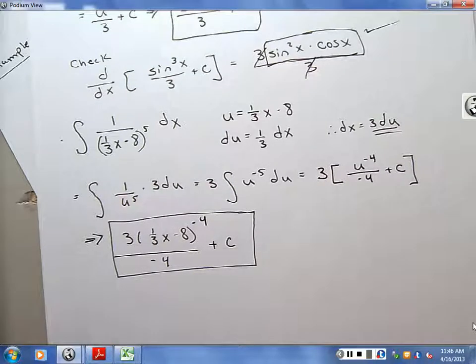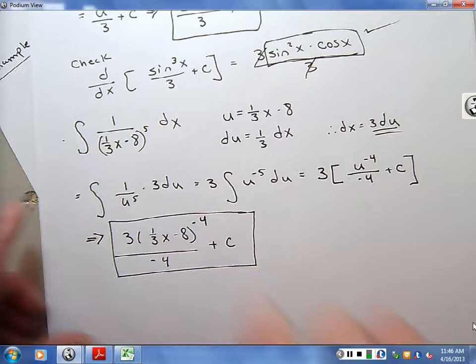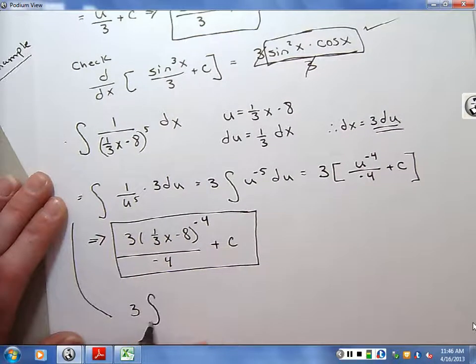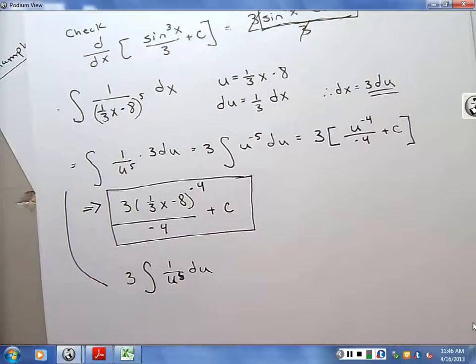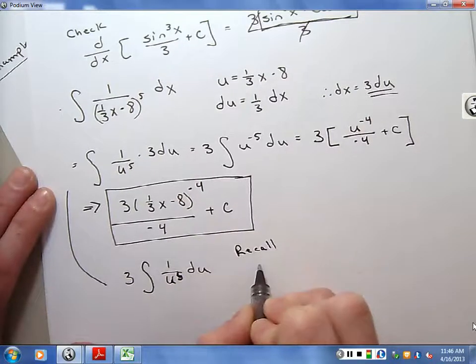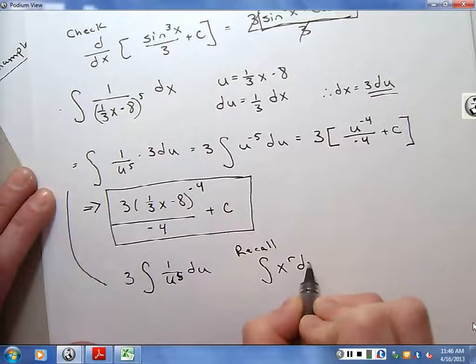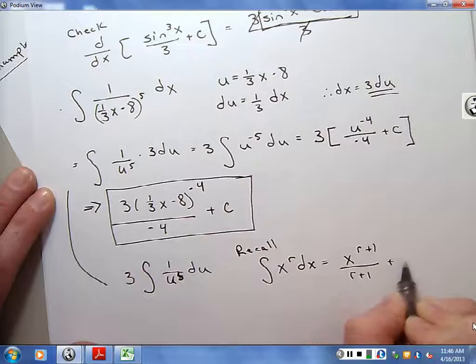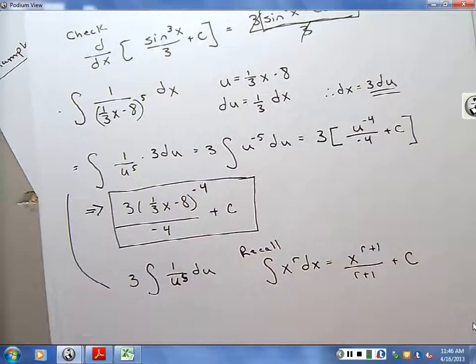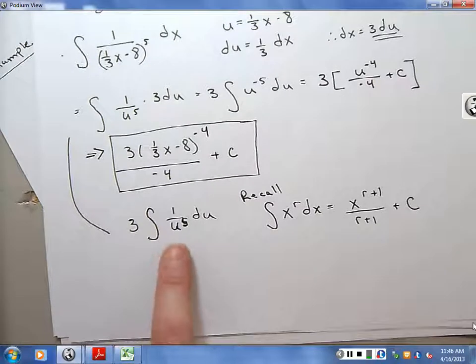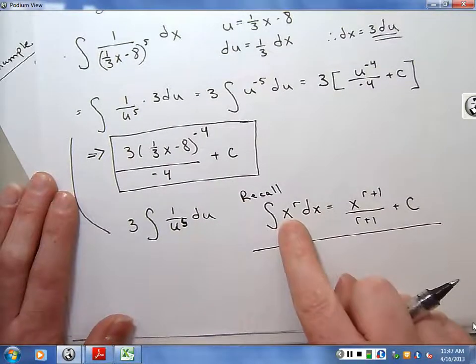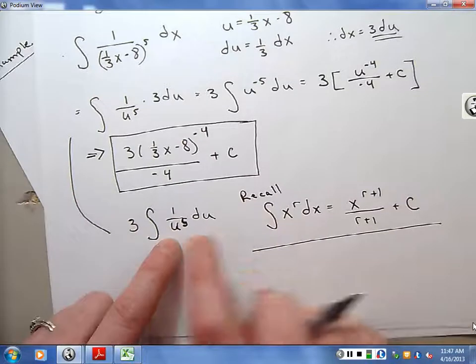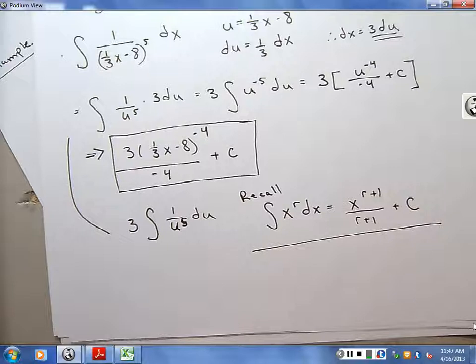Question? If you keep the u in the denominator when you integrate that, could you do that really quick? So here, if I have 3 times the integral of 1 over u to the 6th du, sorry, 5th. Well, remember the formula: the integral of x to the r dx is x to the r plus 1 over r plus 1 plus c. So we have to get this in the form of x to a power. So I couldn't say 1 over u to the 6 over 6 or something like that. No. The reason why this works is because the power of your variable is in the numerator. So you always want to manipulate this up to the numerator and then deal with it there.